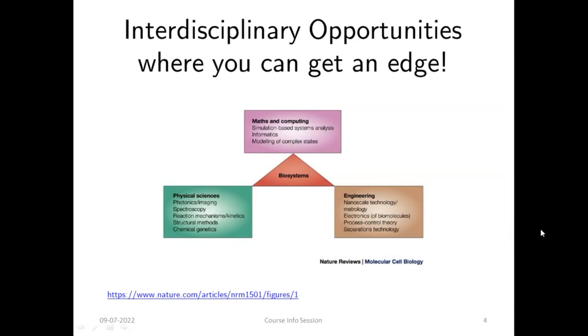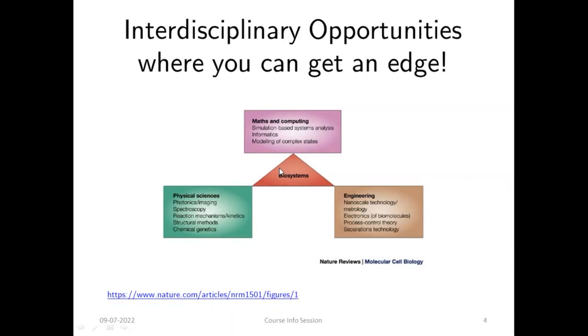If I give you an overview, this is an article actually published in Nature Reviews, a very reputed journal with a very high impact factor. These are the various areas that actually come under bioscience. People are not really aware. In our institute also, we have a lot of courses here. For example, it says simulation based system analysis, modeling of complex systems. We do have these courses, mathematical modeling of biological systems.